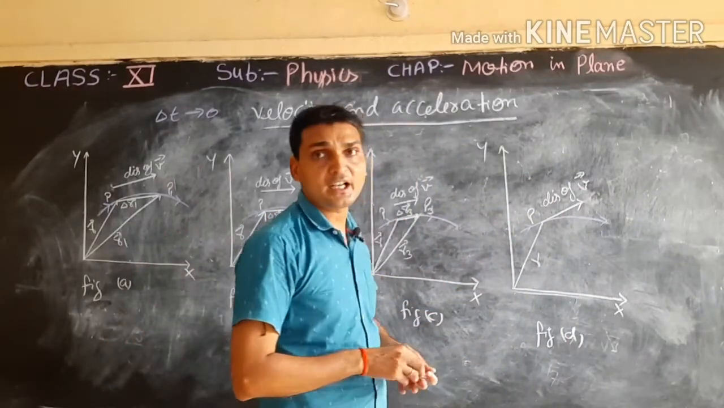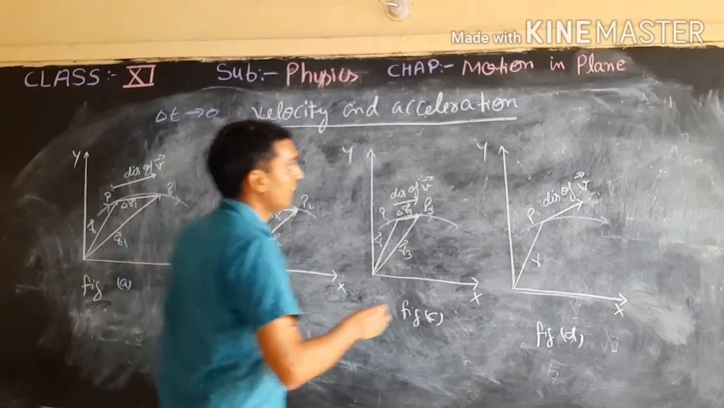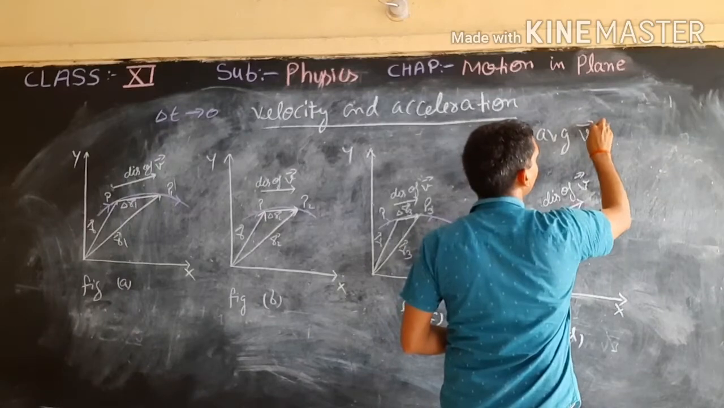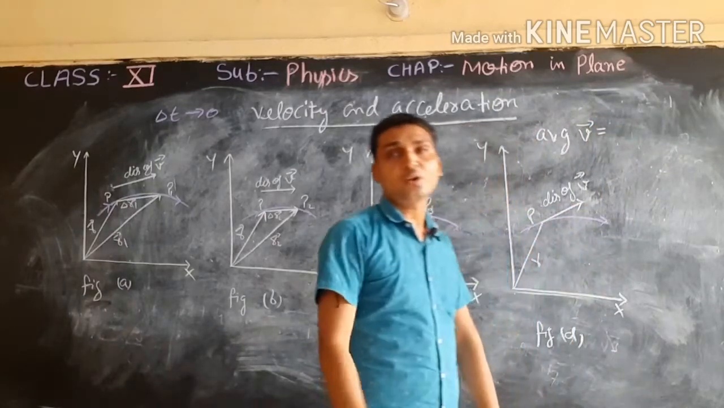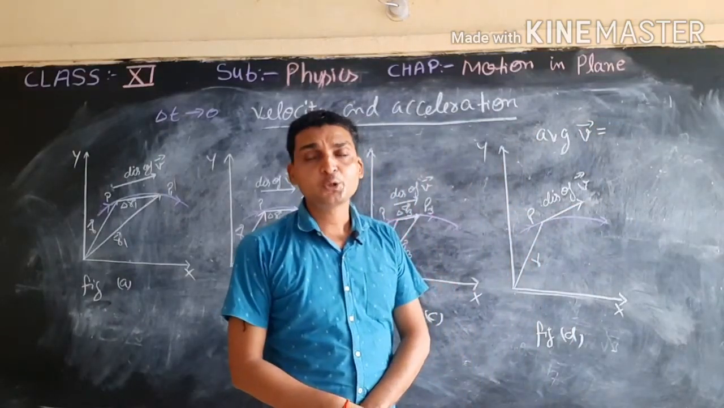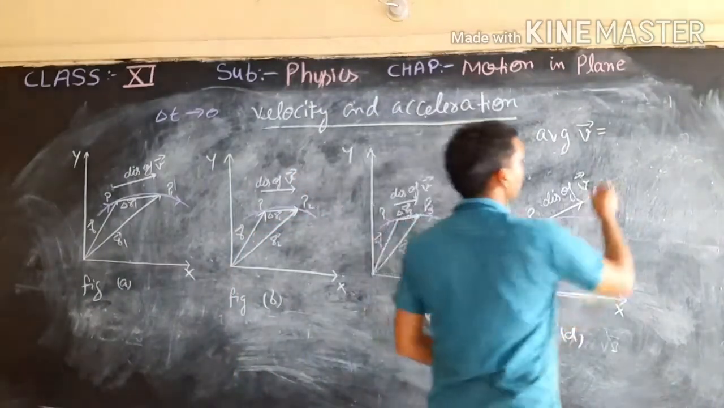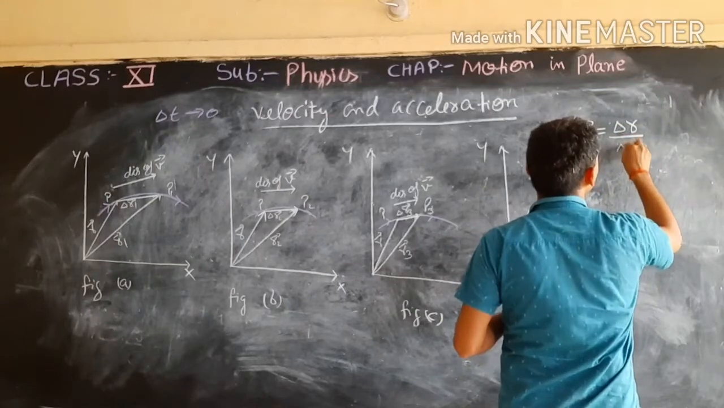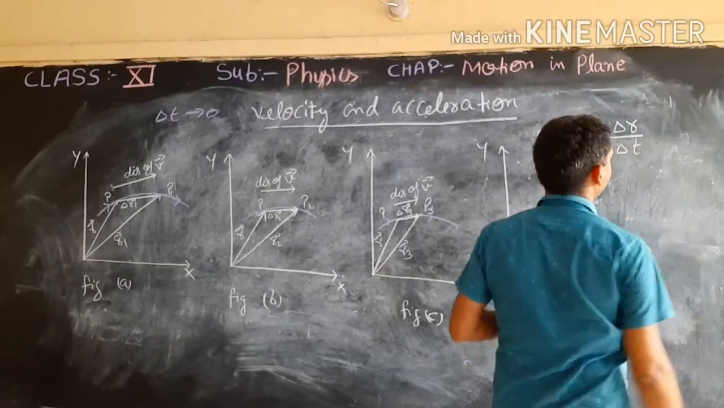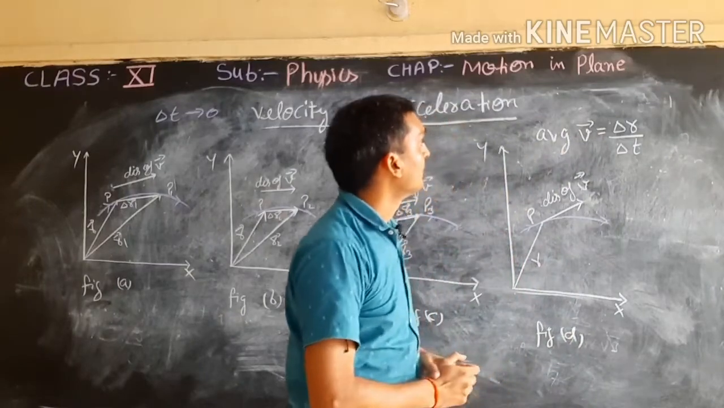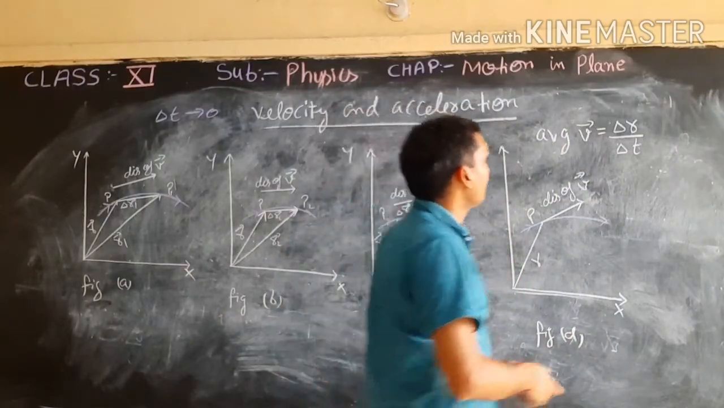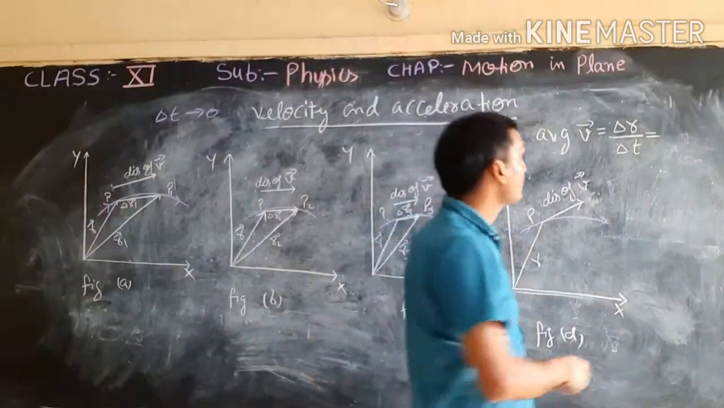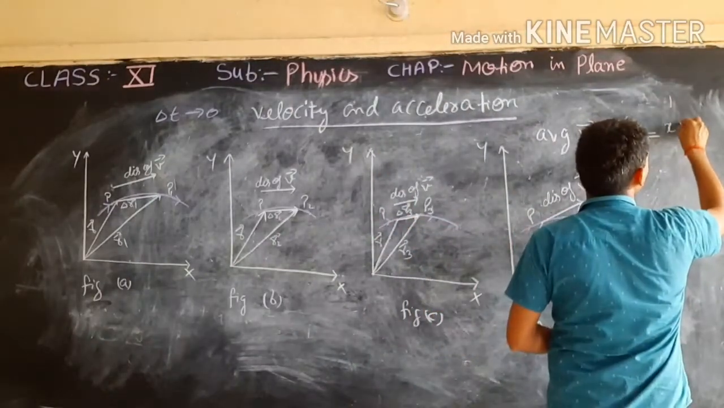So first understand the average velocity. What is average velocity? Average velocity is the ratio of displacement to the time interval. Suppose that is delta r by delta t, where delta r is equal to x.